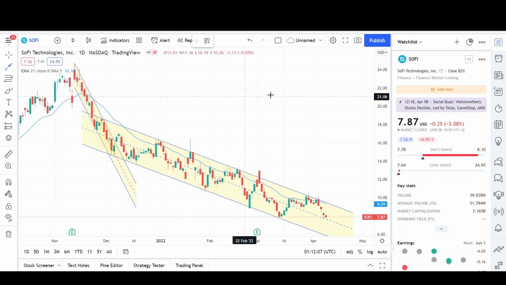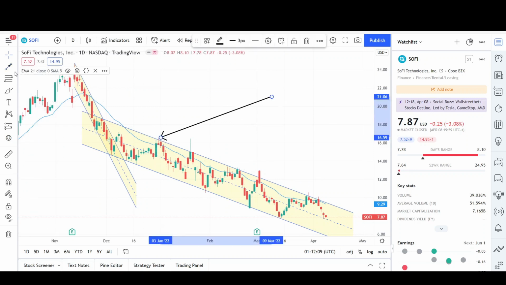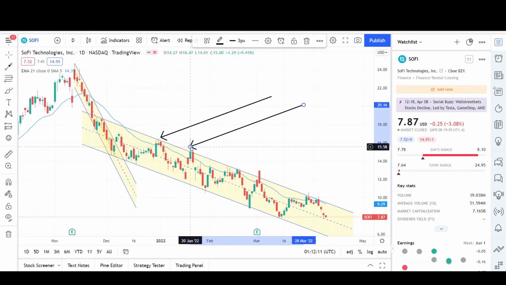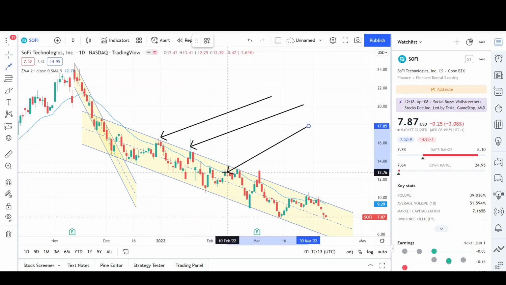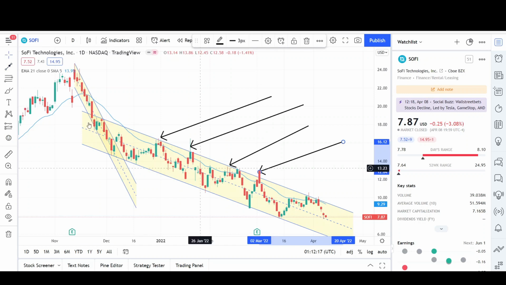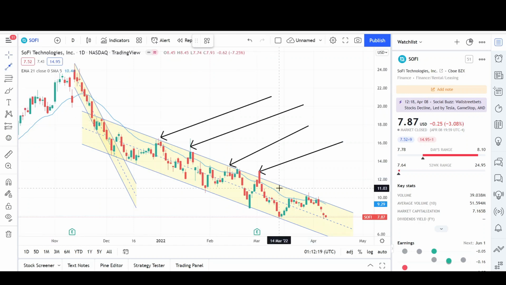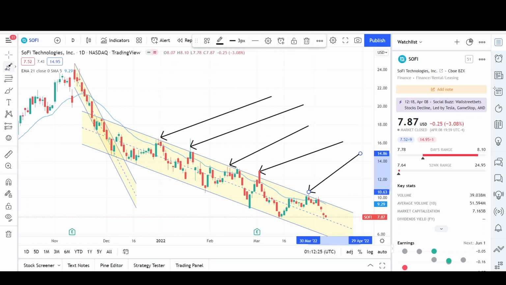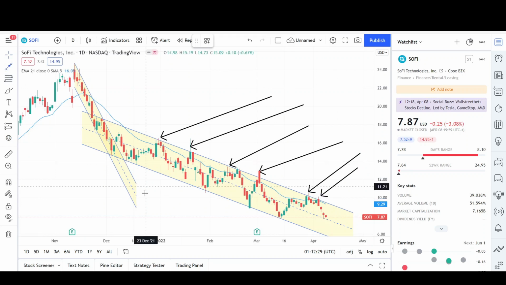You can see that there was bad news that came out right there. There was bad news that came out right here, and more bad news right here. So is it bad news that's coming out, or is it the channel resistance line that keeps on rejecting prices? So again, more bad news right here and more bad news right here. So which one is it? You guys tell me.